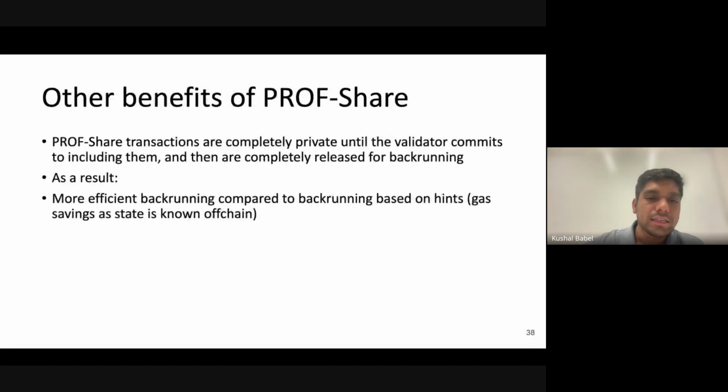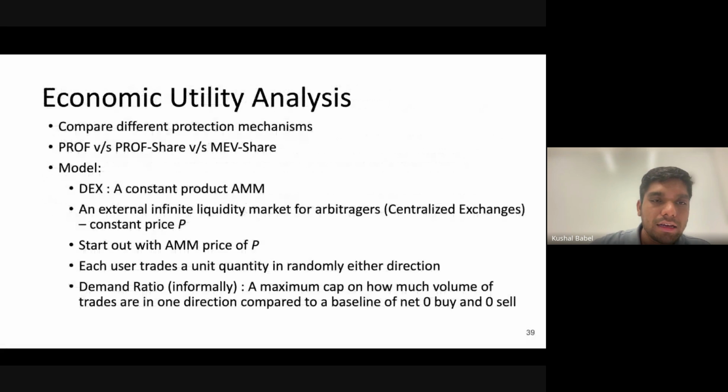Okay. So moving on, this economic utility analysis that we did through simulations between prof share and mev share. The model is you have a DEX, a constant product AMM, and an external exchange or external price oracle that in some sense has infinite liquidity, like a centralized exchange. Initially these exchanges are balanced, and then users are trading on the DEX, and arbitrageurs are arbitraging across the two exchanges. The parameter that we have here is called demand ratio.